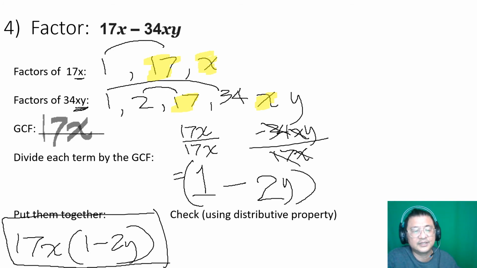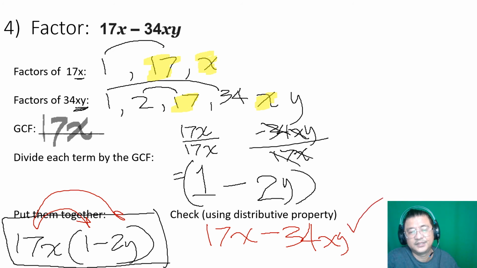All right, so check. Are they correct? So 17x times 1 is 17x, minus 17 times 2 is 34, x times y is xy. So we're good. We're right.